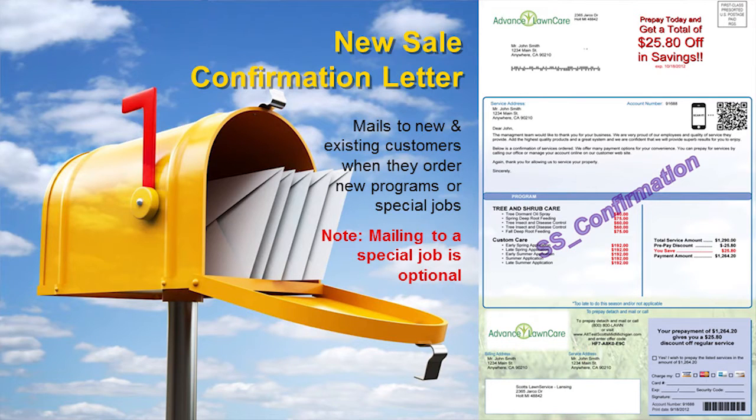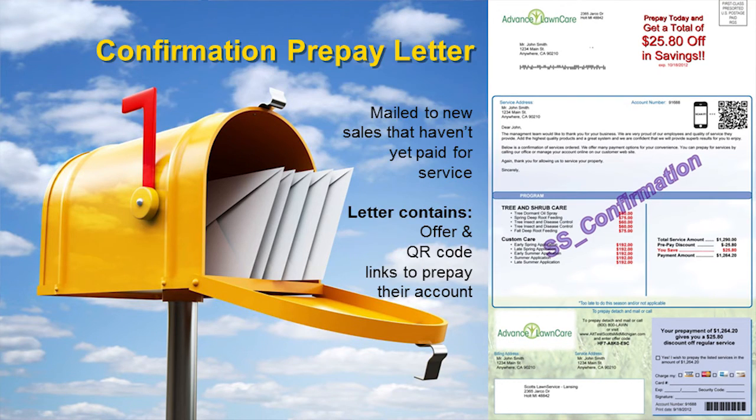Then, once the customer does sign up, we go into a new sale confirmation with or without a prepay offer. The confirmation lets the customer know what they bought, welcomes them to your team, and then gives them the opportunity to sign up with CAW, where they can prepay for their services. With a prepay offer, it gives them the offer right on the letter or email. And again, the emails and letters are very interactive with CAW: the QR code scan, the website, an offer code, and also the perforated bottom so they can send back a check with their new sale.